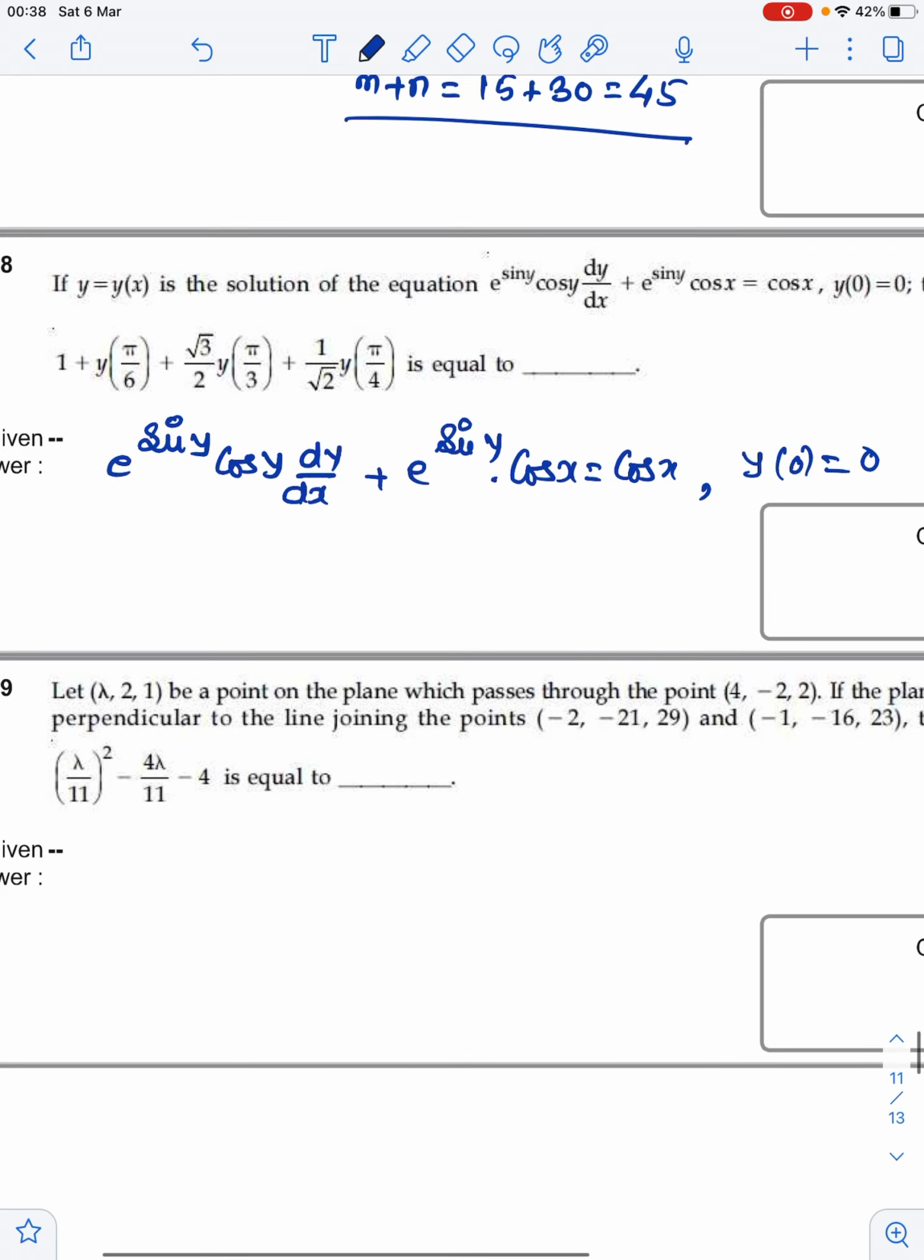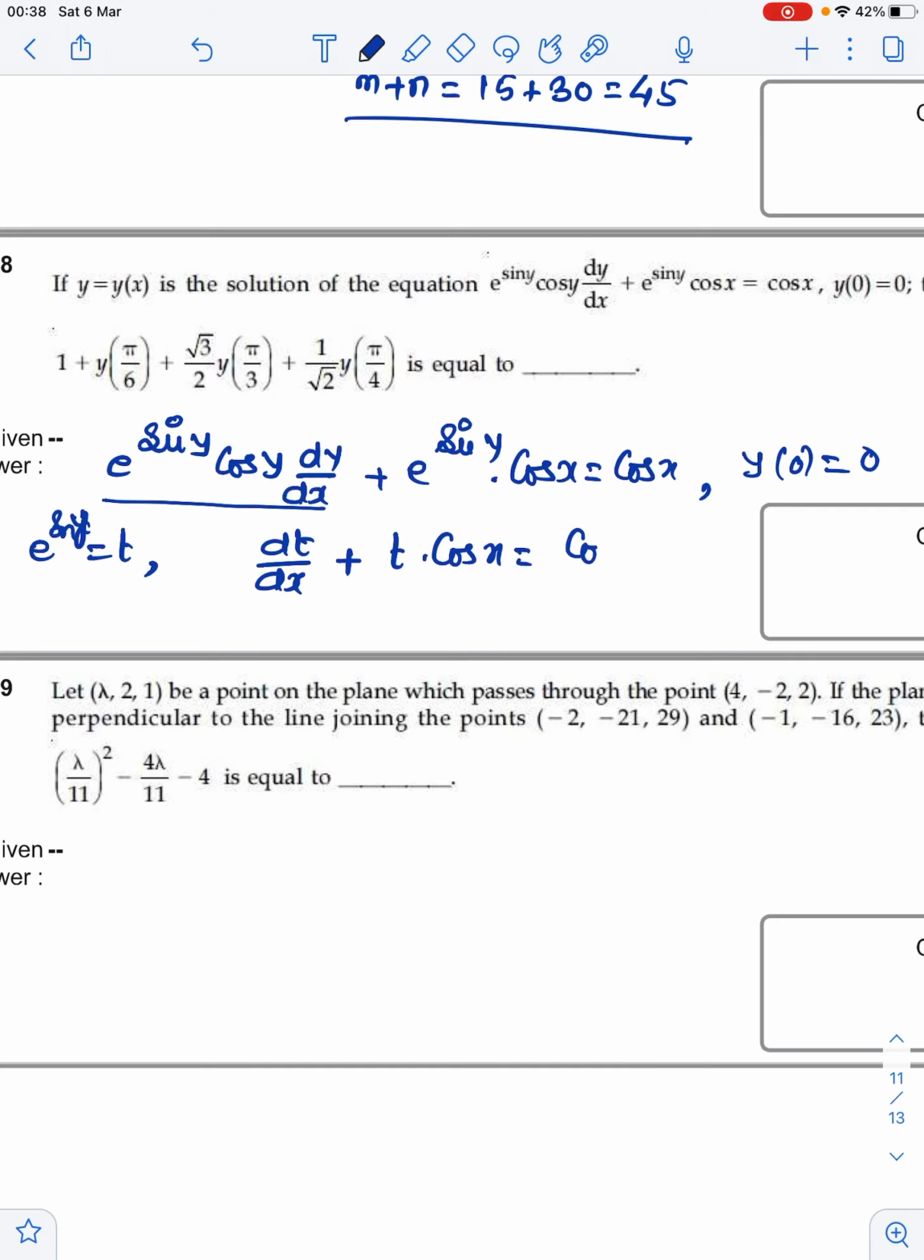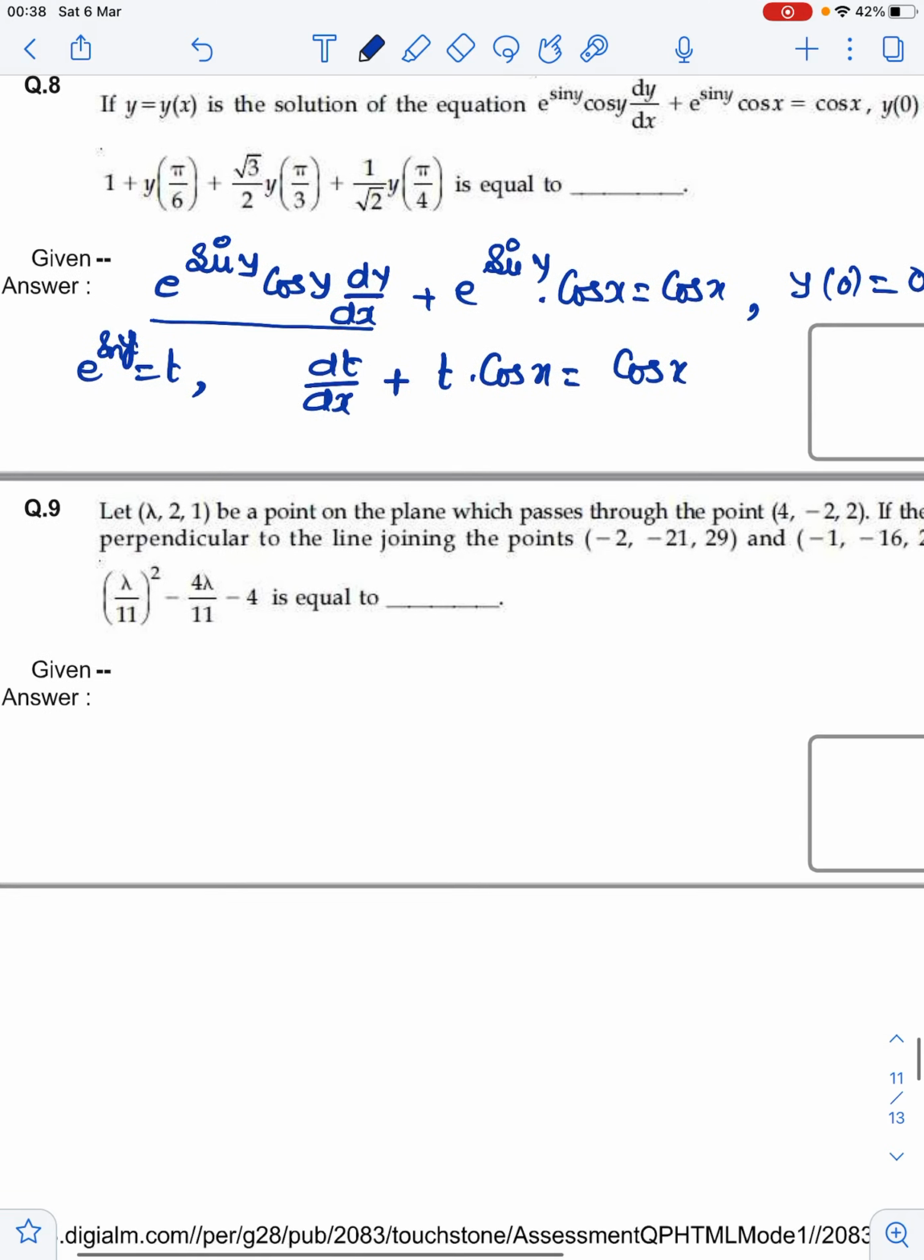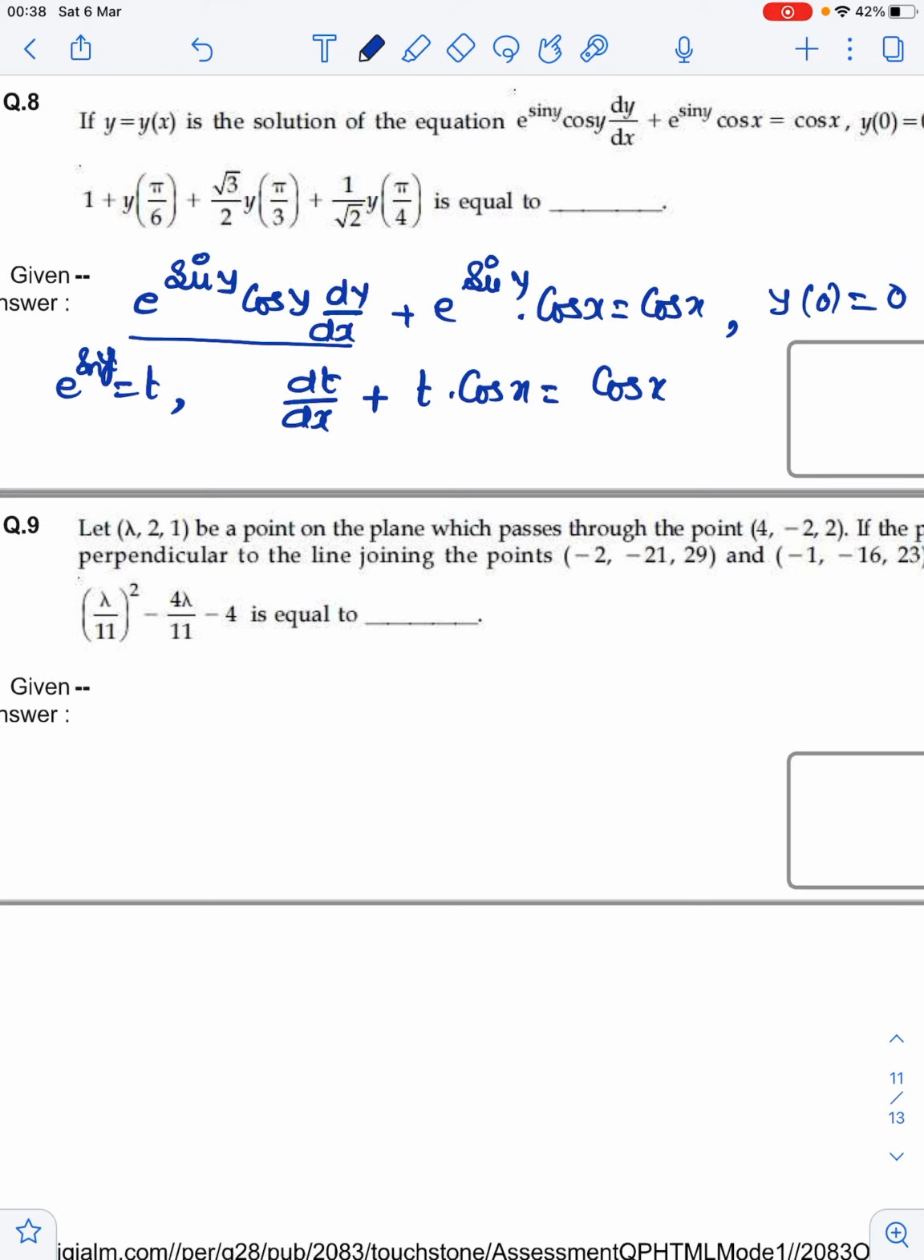Now we can clearly check that this whole thing is the differentiation of e to the power sin y. So let us put e to the power sin y as t. So this becomes dt by dx plus t into cos x is equal to cos x. Correct. Now this becomes a linear first order differential equation. The integrating factor for this is e to the power integration of cos x dx, so this is e to the power sin x.